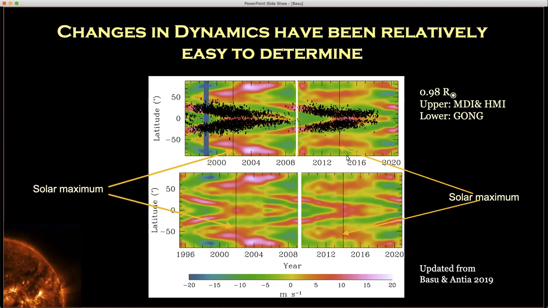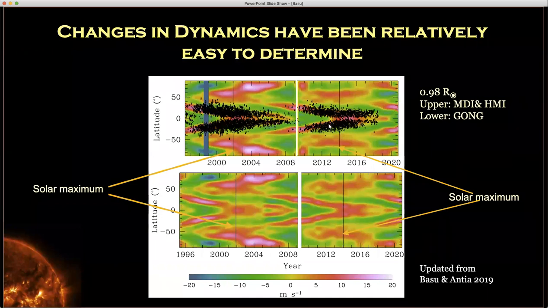You have on the upper panel MDI and HMI. The lower panel is gone. But one different thing about this figure is that instead of plotting contours of magnetic fields, what we did is plot in the upper panel the foot points of active regions as they emerged. And the coincidence that we see between this equatorward moving prograde flow and the sunspot positions is actually remarkable.